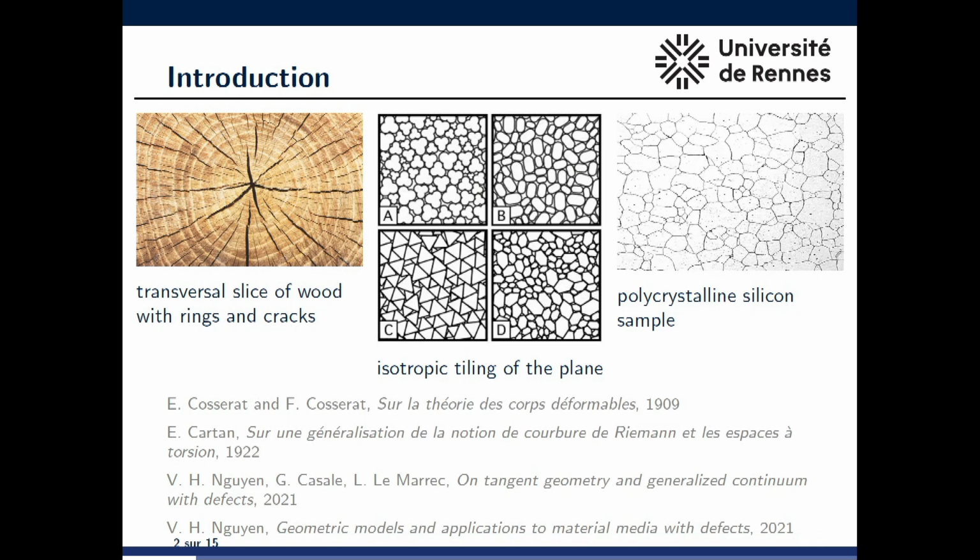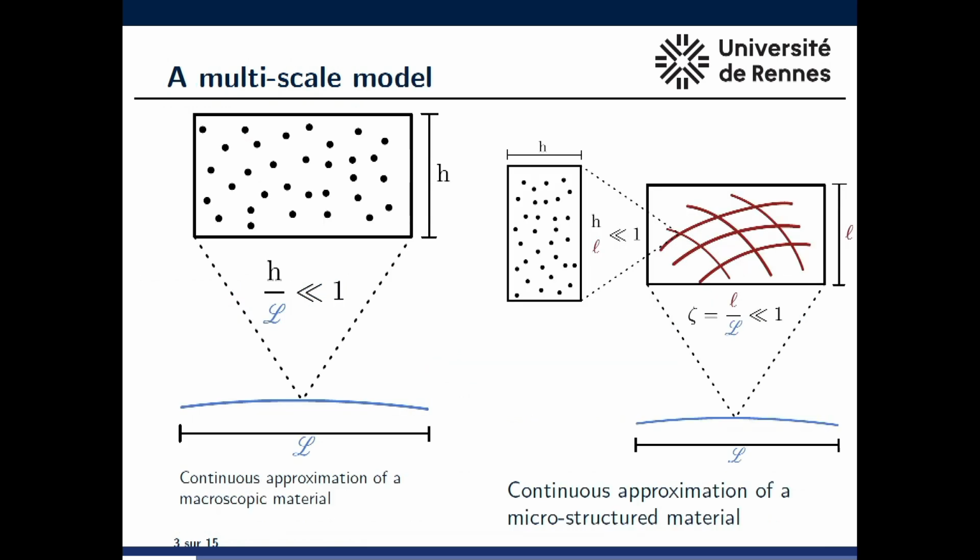It was first introduced by the Cosserat brothers from a mechanical point of view, and then by Cartan from a mathematical point of view, and then numerous works through the last century. Okay, so in classical continuum mechanics, there are two scales. There's the macroscopic scale, the length of what you want to measure, for example, the length of the beam, and the nanoscopic scale corresponding to the scale at which fundamentally discrete phenomena appear.